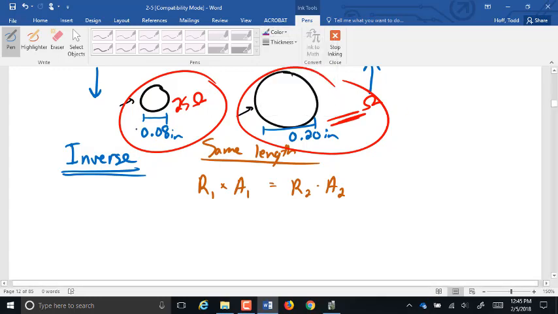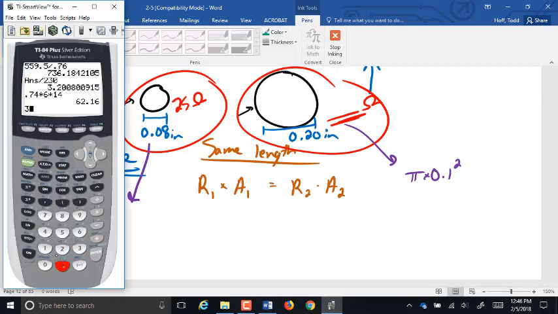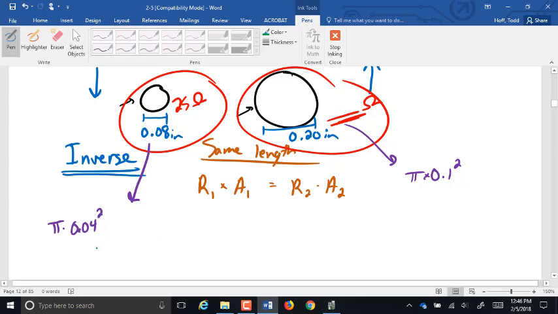So first of all, we'd have to find the area here. The area of this one is going to be pi times what squared? 0.04. That's the diameter, we need a radius. Over here, it would be pi times 0.1 squared. And give us the areas. So 3.14 we've been using for pi. That gives us 0.005024 square inches for the cross-sectional area of the first one. Over here, this will be 0.0314 inches squared for the cross-sectional area of the bigger one.